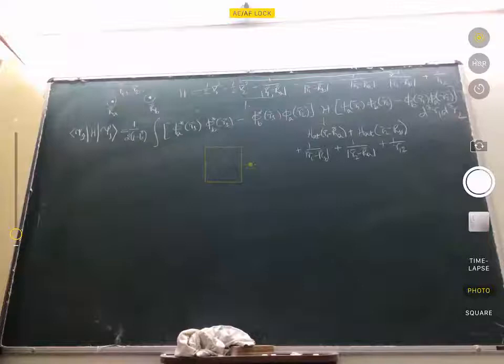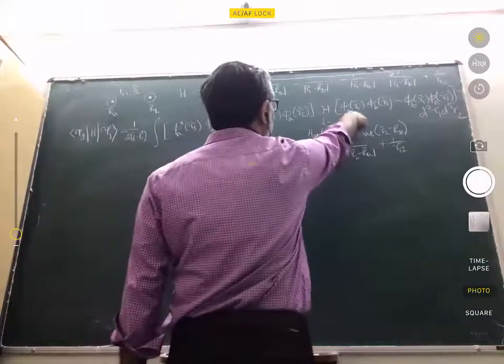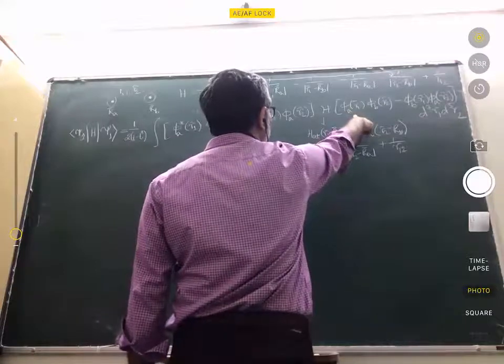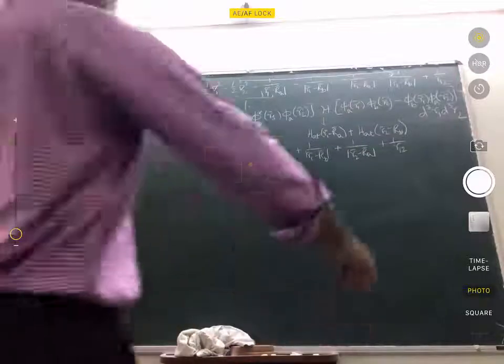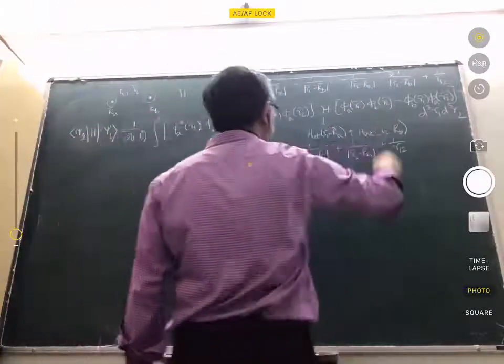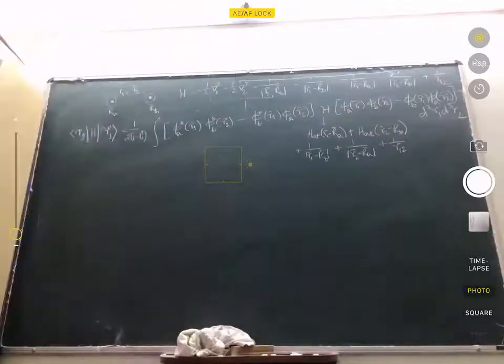Okay, now what does this one do? So this one will, of course, act on this and give me the atomic energy. Similarly, this one will act on this and give me, because these are eigenstates of these atomic Hamiltonians, atomic energy times that wave function back. All right.